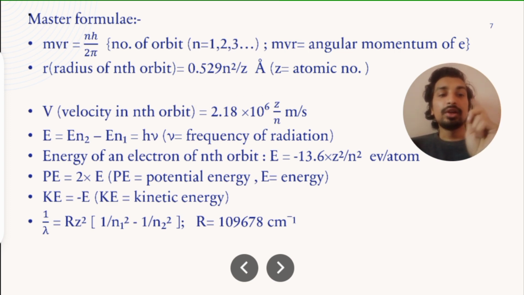Radius of the nth orbit. There are many orbits, right? So the nth orbit radius is how much? All this Bohr gave. Okay. So velocity of the nth orbit is this much: 2.18 into 10 power 6 z by n meter per second. Velocity unit is meter per second.